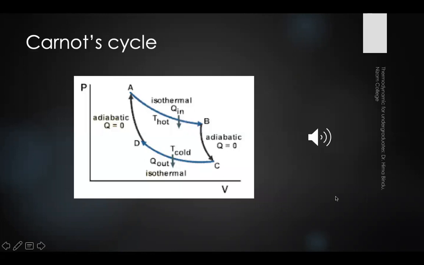The best way to represent isothermal and adiabatic processes is a Carnot cycle. A Carnot cycle is defined as an ideal reversible closed thermodynamic cycle in which there are four successive operations involved, and they are isothermal expansion, adiabatic expansion, isothermal compression, and adiabatic compression.